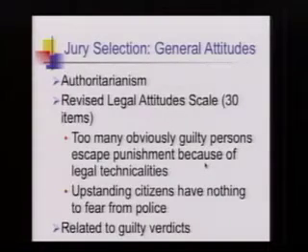Right? Because high on authoritarianism, and there's this example, the Revised Legal Attitude Scale. It's a 30-item scale. This is a self-report scale you can give to an individual. They simply answer these items. Too many obviously guilty persons escape punishment because of legal technicalities. Right? Do you believe that? Yes, no. It's on a 3 or 4 point scale. Upstanding citizens have nothing to fear from the police, right?